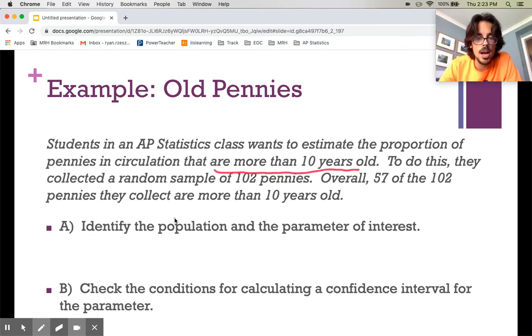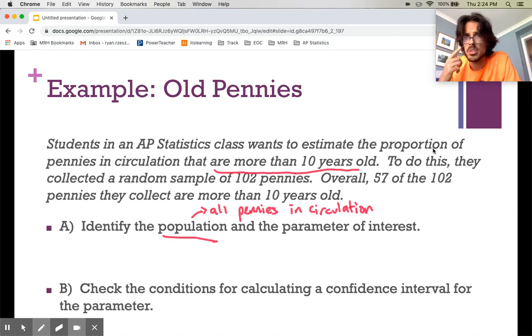So identify the population and the parameter of interest. Well, my population in this problem is all pennies in circulation. We're trying to figure out what's going on about all pennies in circulation. You could make the argument that the population is actually all pennies in circulation in St. Louis or just our area, because we're not picking random pennies from other parts of the country. But the goal is whatever we're random sampling from. We're trying to apply our results to as many pennies as possible.